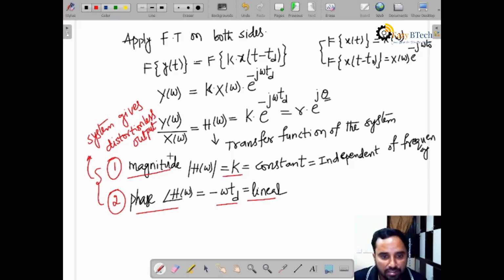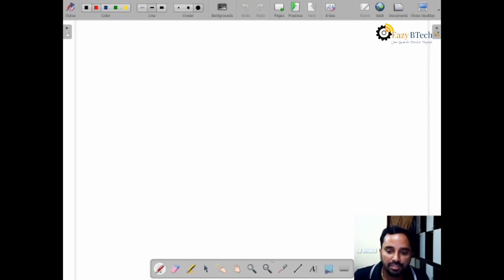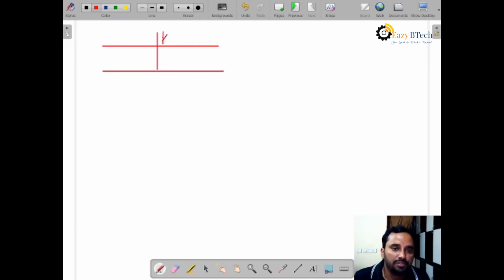The same two conditions we are going to plot. The first one, the magnitude is constant, the magnitude plot. So what is the constant? K. So draw the line at amplitude K. This is the magnitude plot, the magnitude of h of omega. And the second one, the phase plot. So the phase is linear.